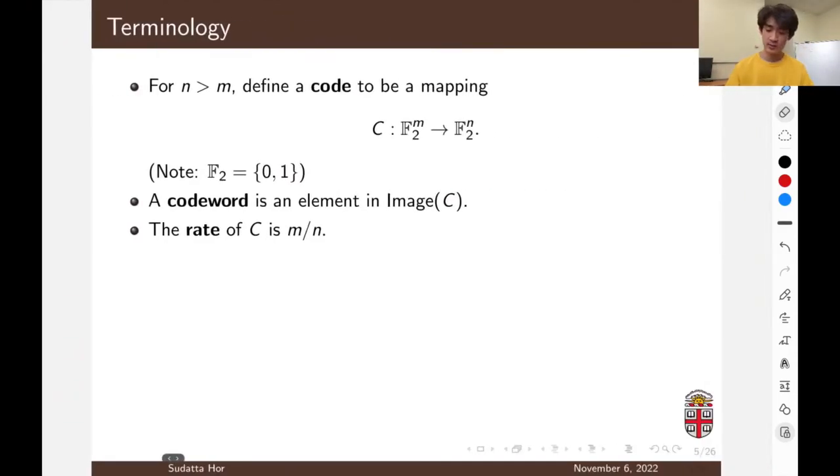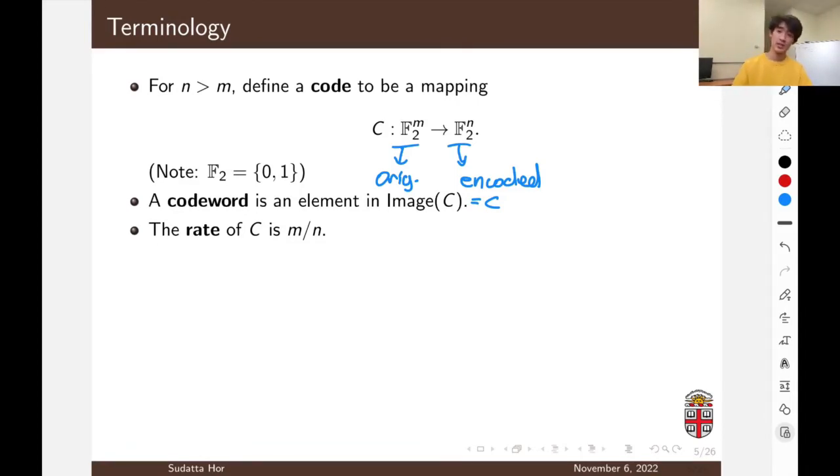But first, let's define what a code formally is. We formally define it to be some mapping from strings of length m to strings of length n. We can think of strings of length m as the original message, and strings of length n as the encoded message. We call a code word an element in the image of C. For the rest of the presentation, we might abuse notation and say that C is actually the image of C.